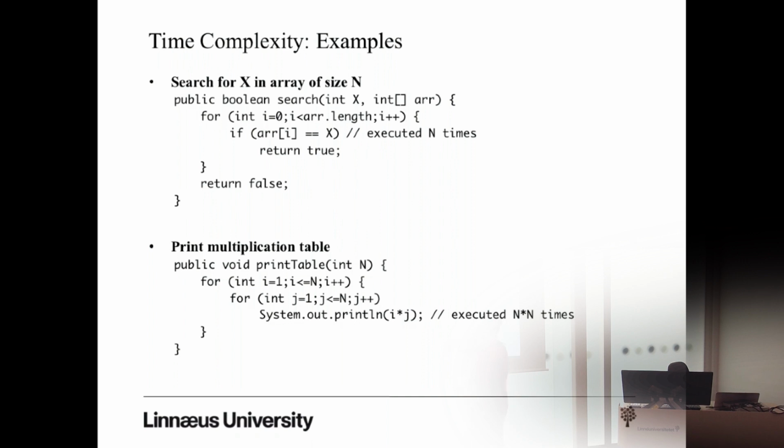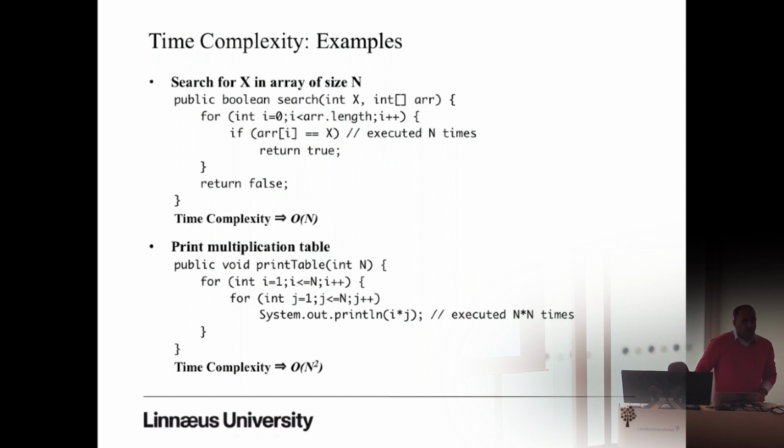And even if you are printing a table like this, if you see, this statement will execute only once, this will execute n number of times, but this part will execute n multiplied by n, because every time this statement executes, the inner loop will execute n number of times. So n multiplied by n means n square. So in this case, the time complexity for this print multiplication table will become O of n square. Do you understand?